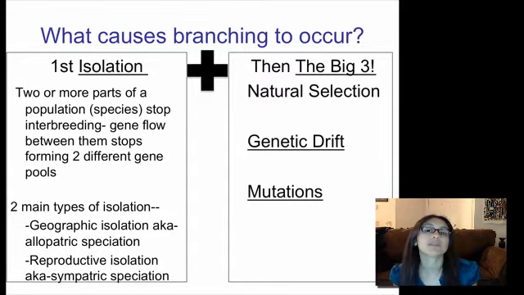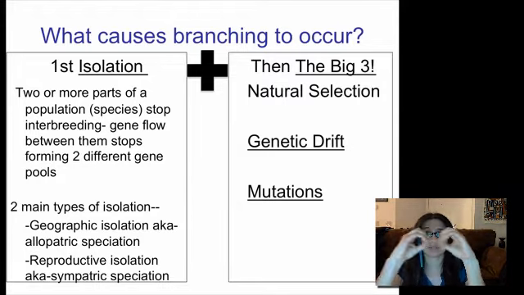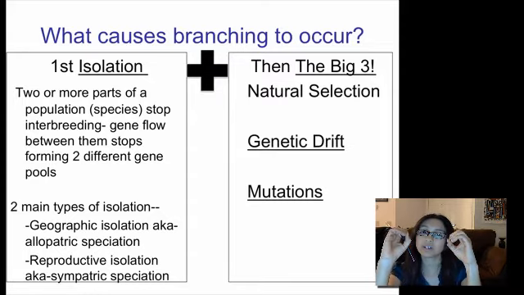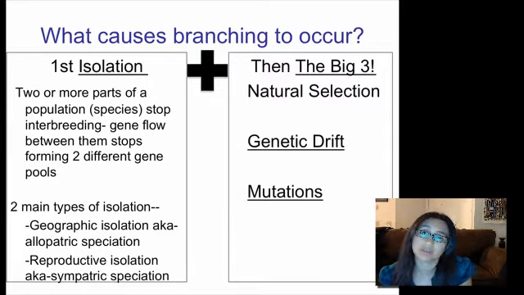Finally, the last of the big three that will cause change after isolation is mutations. So again, it was one population, it separates into two, they become isolated, natural selection, genetic drift happening here and there, also mutations. If a mutation happens over here, doesn't mean a mutation is going to happen over here. And same vice versa. So that can lead to change over time as well, and basically the formation of a new species. So let's take a closer look.